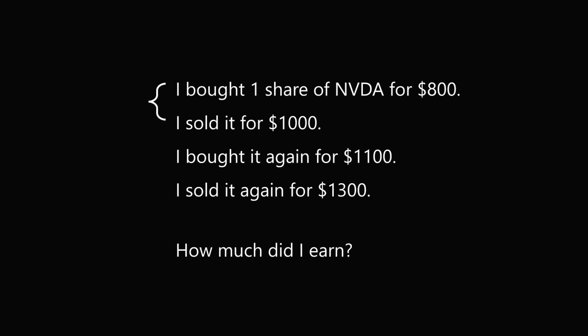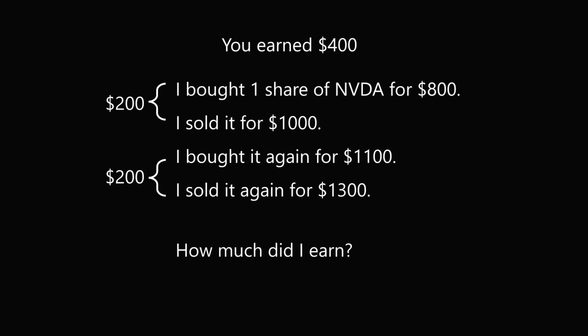So here, you bought a share for $800 and you sold it for $1,000. This is definitely a gain of $200. You then bought a share for $1,100 and sold it again for $1,300. This is another gain of $200. So the correct answer is you earned $400. And that should be the end of all the arguments.